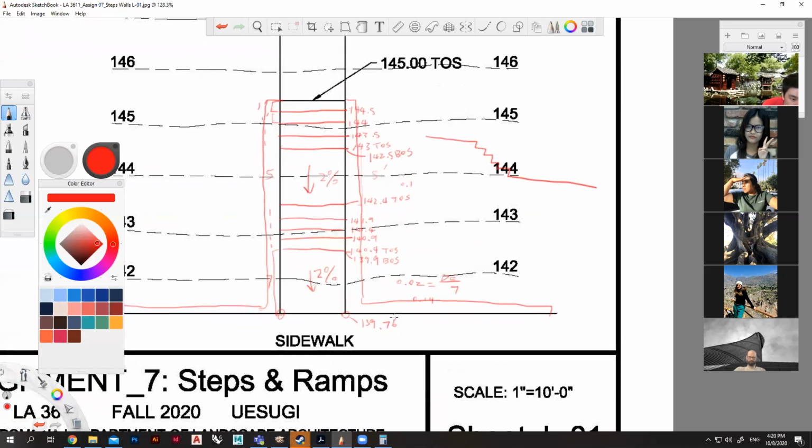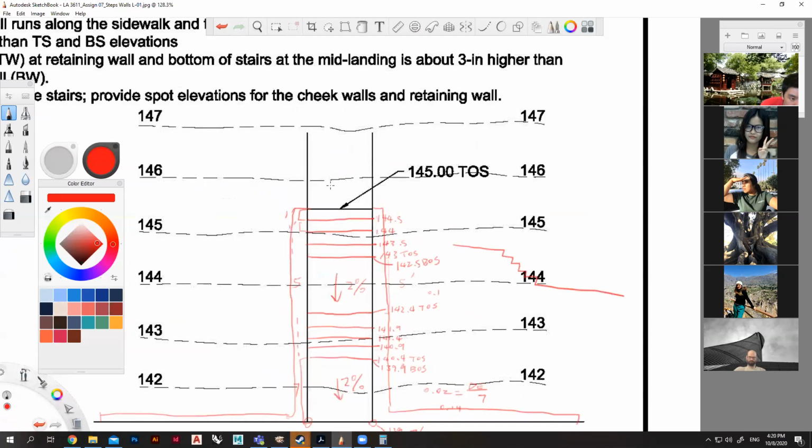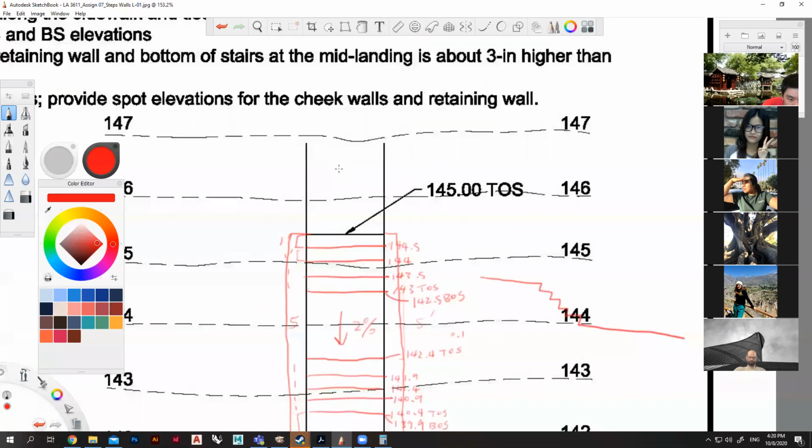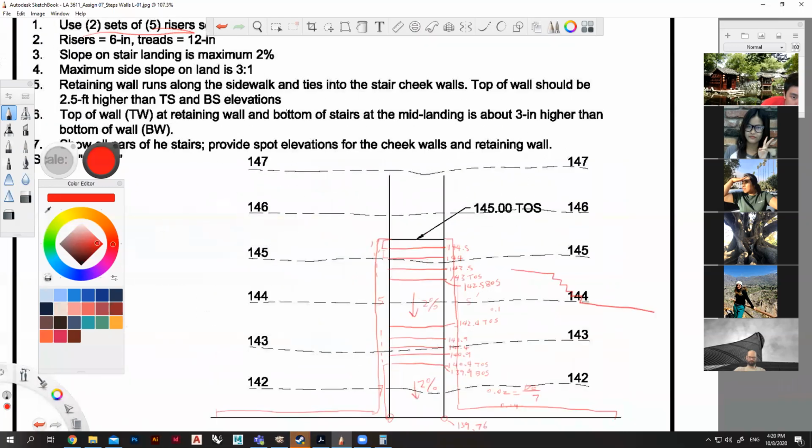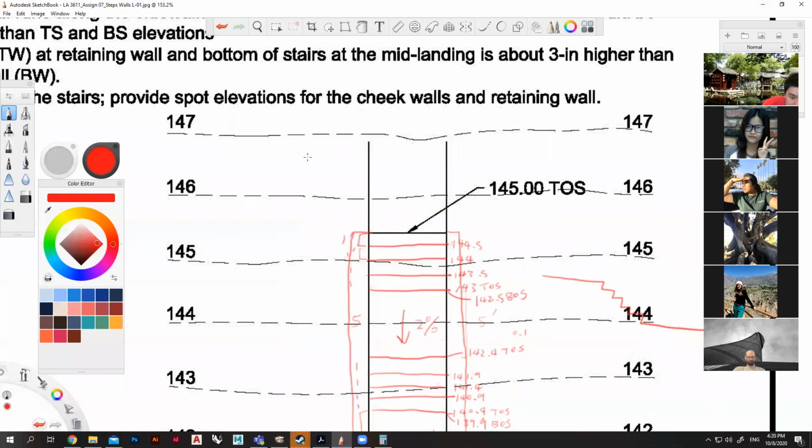Okay, so now we need to find all the wall elevations. So let's do it on the left side. We know that top of wall should be 2.5 feet higher than top of stair or bottom of stair. Over here we have 145 as our TOS, so the top of wall would just be plus 2.5 on top of that. So 147.5 is our TOW.